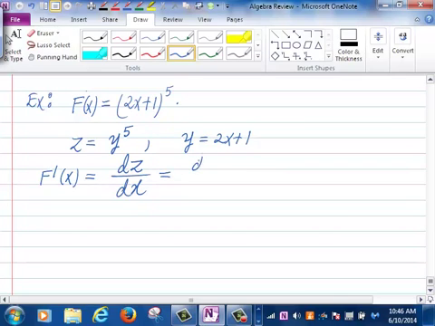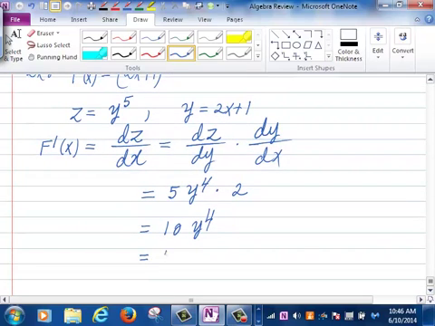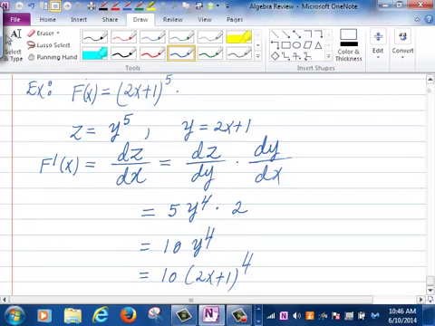So what is that? Well, this is dz dy times dy dx, and this is equal to, what is dz dy? It's 5 y to the 4, and dy dx is what? 2. And then this is 10 times y to the 4. And what is y? 10 times 2x plus 1 to the 4. Notice that if you did it by using the first form, you would have got the same answer, right? You realize that? Now, I'm not asking you to use one form over the other. I'm just making you aware of both forms.